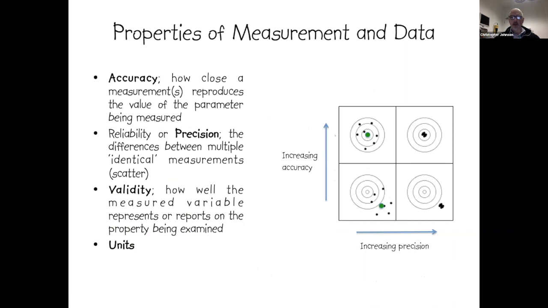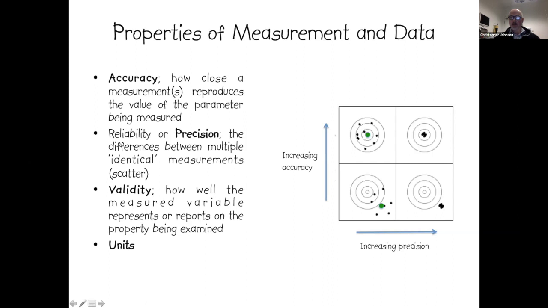Anyway, moving on then to what are the properties of measurement and data that we might be interested in. I'm sure you all know this already. Our data and our measurement process has elements which are accuracy, and this is how close a measurement reproduces the actual value of the parameter that we're trying to measure. In contrast to that, we have an element of precision. This is the difference that we see between multiple identical measurements, sometimes known as scatter in our data.